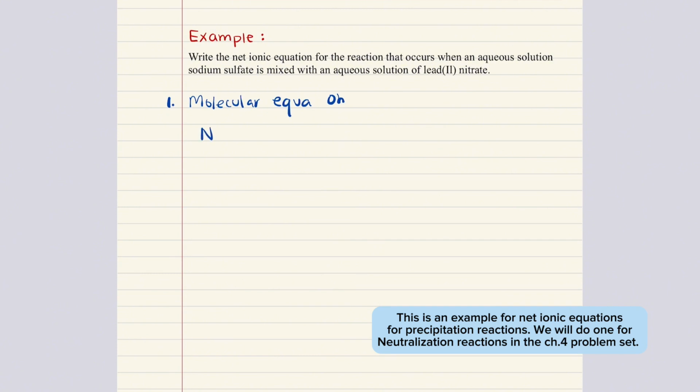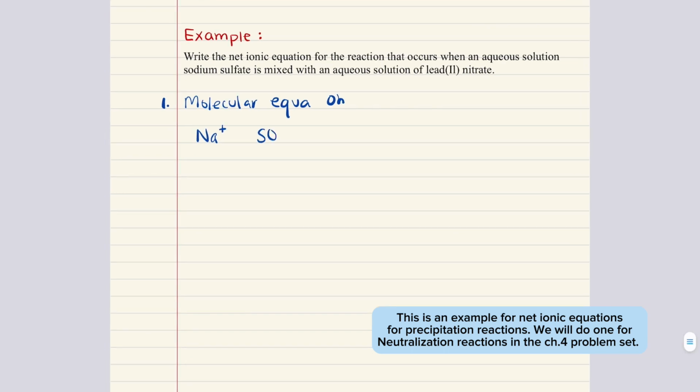Okay, what we have is sodium sulfate. Sodium has a plus charge. Sulfate has a 2 minus charge. We swap those charges, and what we get for sodium sulfate is Na2SO4. The other thing we're dealing with in our reactants is lead(II) nitrate. Lead is Pb. It has a 2 plus charge. And then nitrate is just NO3 minus.